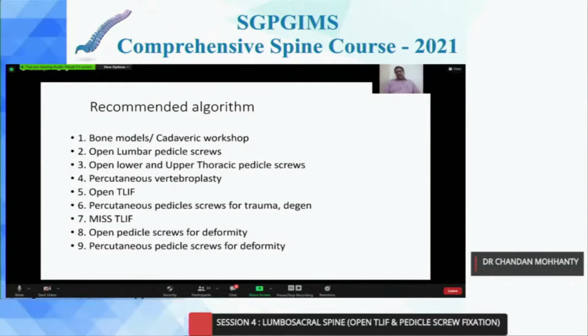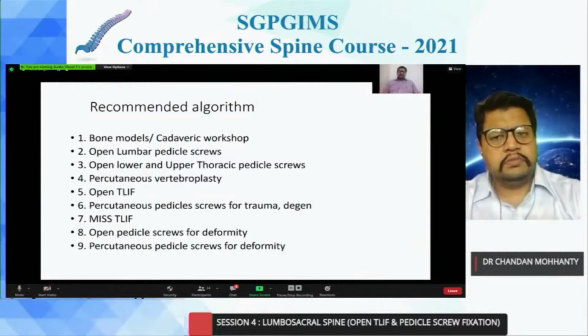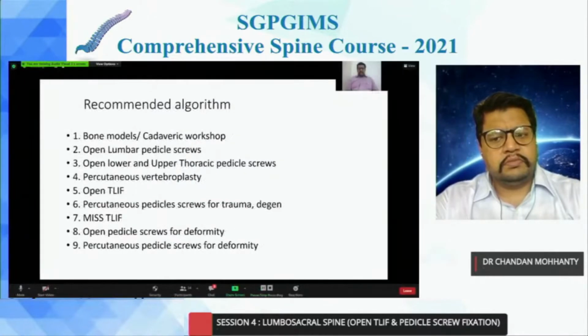So this is an algorithm which I would recommend to all the youngsters in the crowd. You need to start off with obviously bone models, cadaveric workshop, experience assisting with the senior surgeon. First you need to master the lumbar pedicle screws in the open method, and then probably go to thoracic methods, T-lifs. Obviously, deformity is at the top end of the pyramid for pedicle screw fixation.